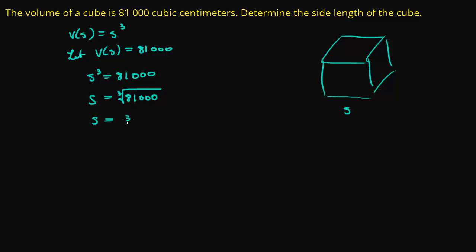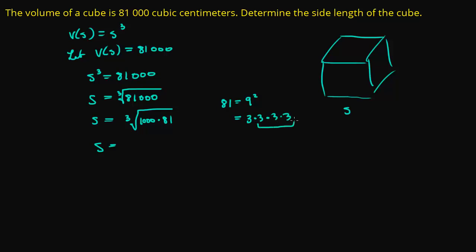Well, 81,000 can be written as the cube root of 1,000 times 81. Now, the cube root of 1,000 is just 10. So s is equal to 10 times the cube root of 81. But I can further simplify this because I can think about what the factors of 81 are. Well, 81 is equal to 9 squared, or I can think about this as 3 times 3 times 3 times 3.